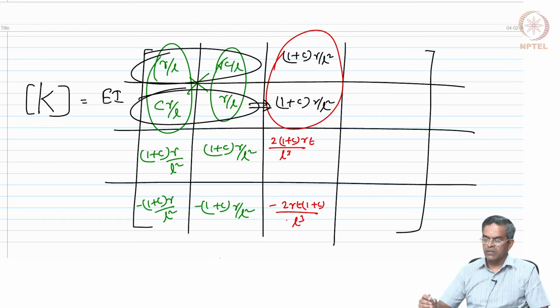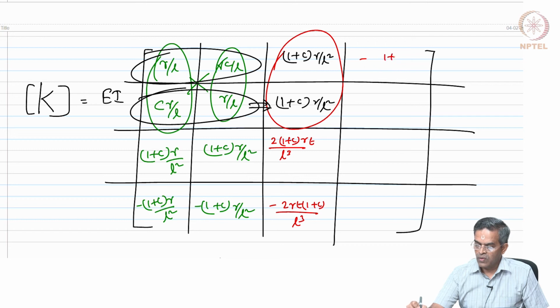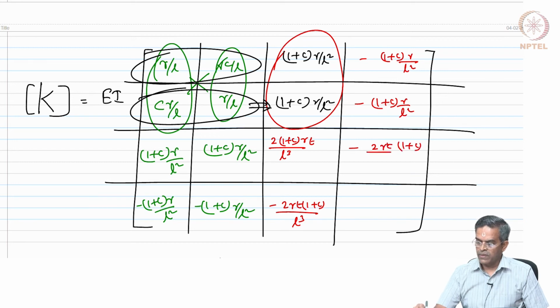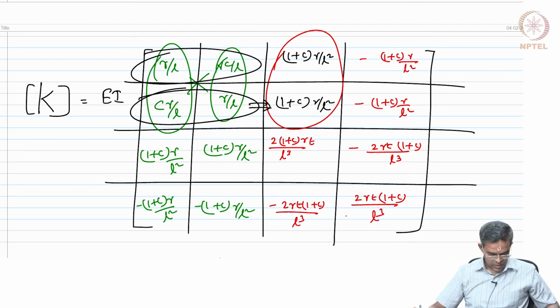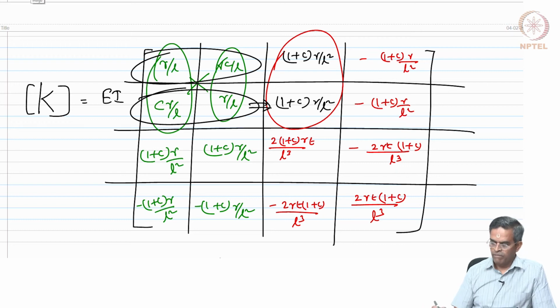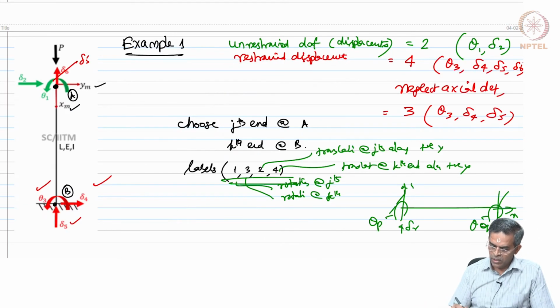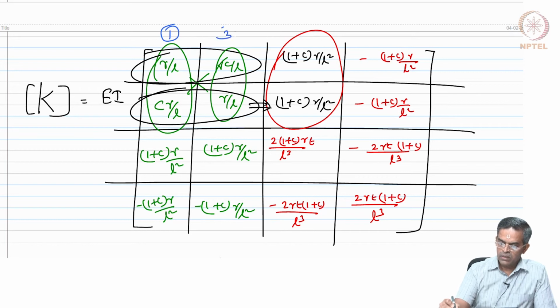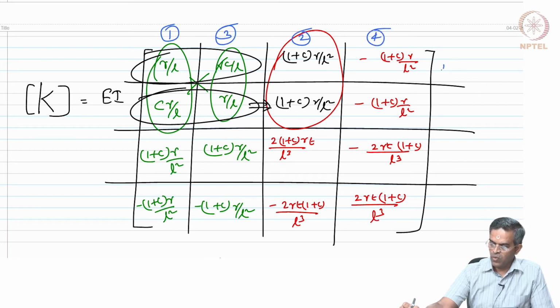Fourth column is minus of third. So, minus of 1 plus C R by L square, minus of 1 plus C R by L square, minus of 2 R T 1 plus C L cube, 2 R T 1 plus C L cube. So, this is what my matrix is. Let me enter the labels. We already marked the labels 1, 3, 2, 4.